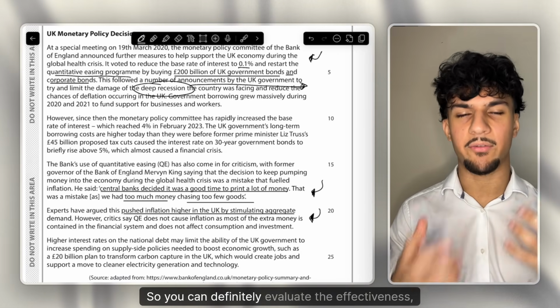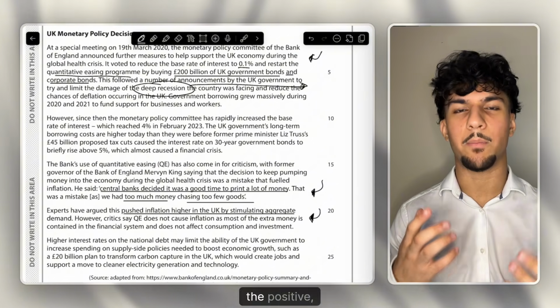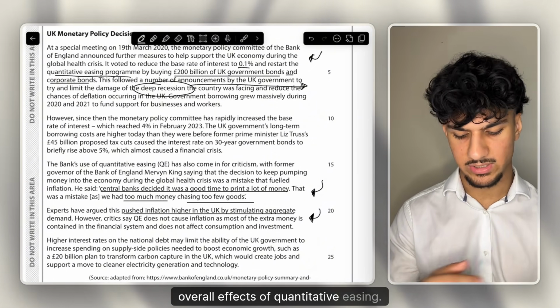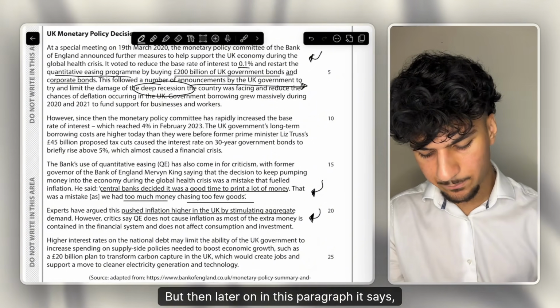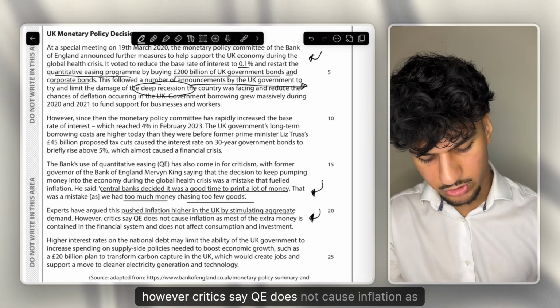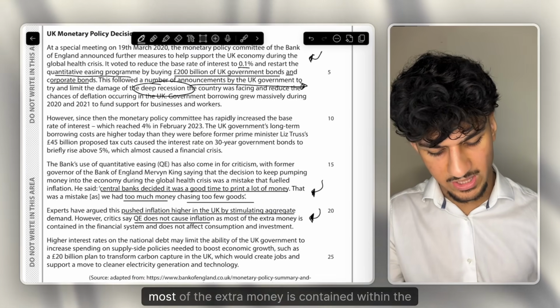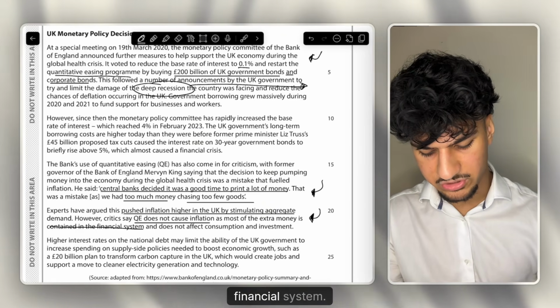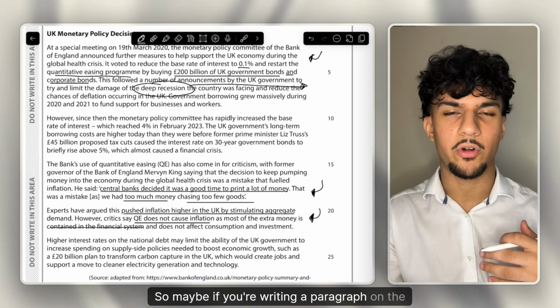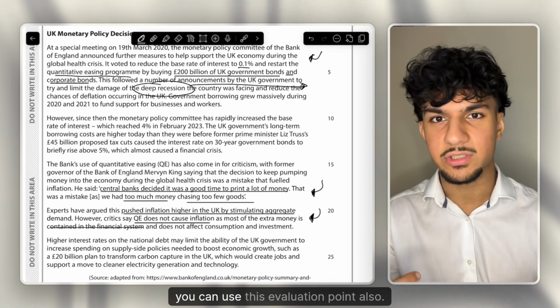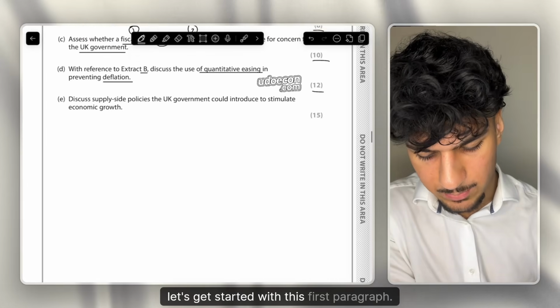So you can definitely evaluate the effectiveness, the positive overall effects of quantitative easing. But then later on in this paragraph, it says, however, critics say QE does not cause inflation, as most of the extra money is contained within the financial system. So maybe if you're writing a paragraph on the negatives of QE, you can use this evaluation point also. Let's get started with this first paragraph.